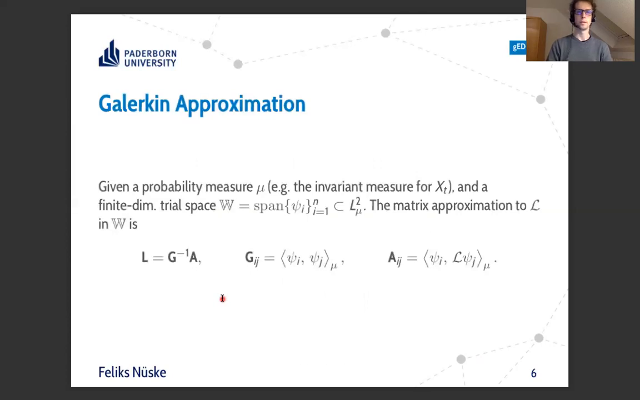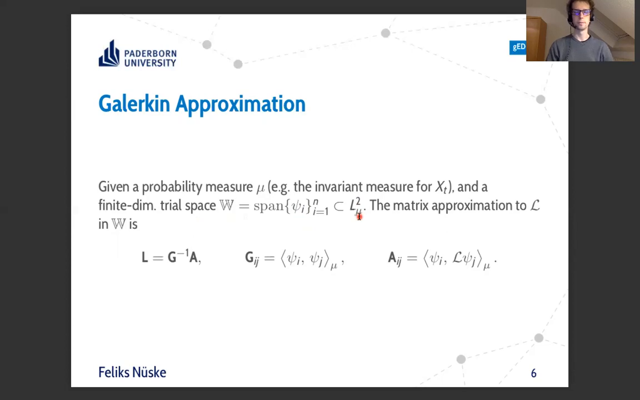Okay, so since L is a differential operator, so an infinite dimensional object, if we want to work with this object, we usually have to compute a finite dimensional approximation. That should be a matrix approximation. And the standard way to do this is to compute a best approximation of this generator on a finite dimensional subspace. So in more detail, let us fix the probability measure mu, which will in most cases be the invariant measure of the process X_t, assuming it exists. And then we fix a finite dimensional space W spanned by some basis functions psi_i, which should be a subspace of the Hilbert space L2(mu). So the regular L2 space weighted by the probability measure mu.